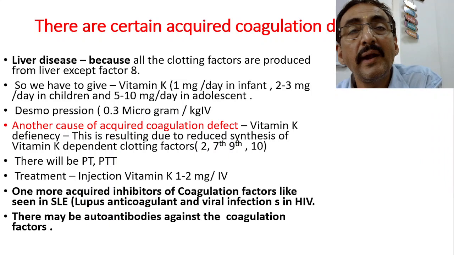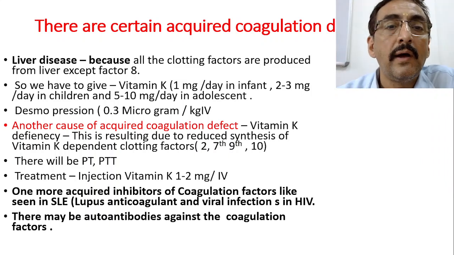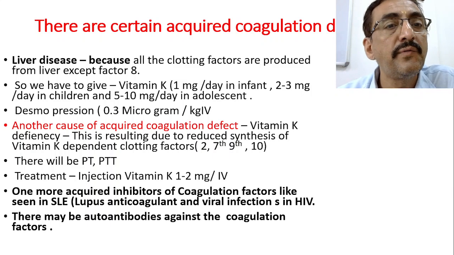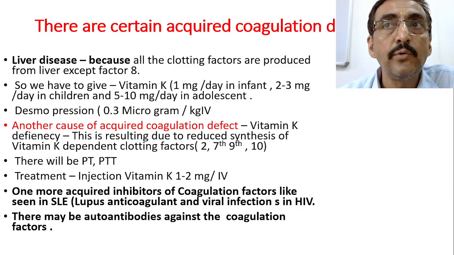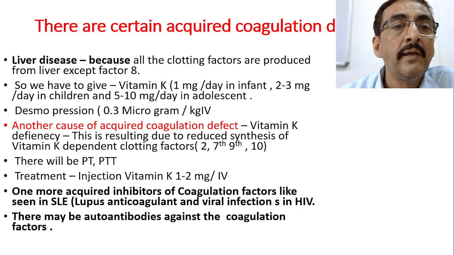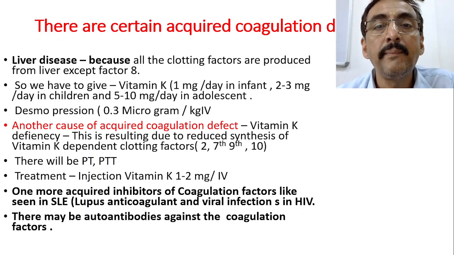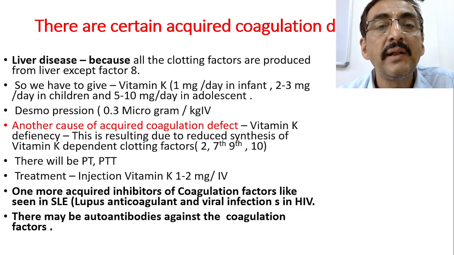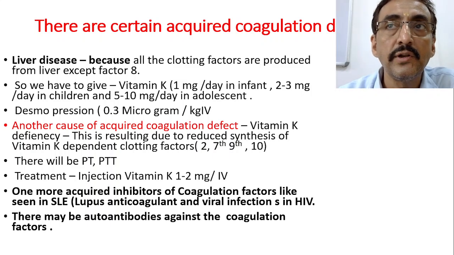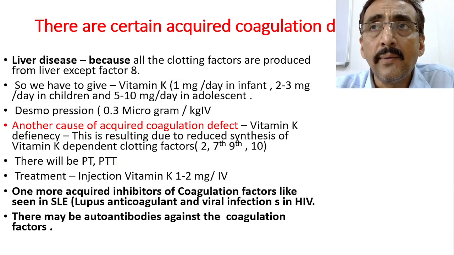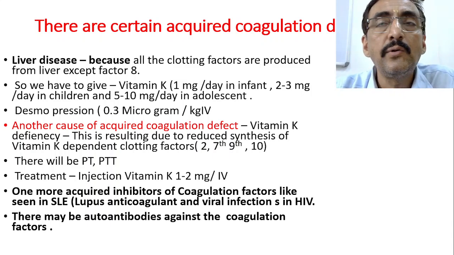There are certain other acquired coagulation defects which mimic hemophilia and other disorders. Number one is liver disease. If the person is suffering from liver disease, note that all the clotting factors are produced from the liver except factor 8, the true hemophilia factor. All the other factors are produced from the liver, or are interrelated in one way or another. So we have to give vitamin K, 1 milligram per day in infants, usually immediately after birth, or 2 to 3 milligrams per day in children, and about 5 to 10 milligrams per day in adolescents if there is a problem related to the coagulation profile or coagulation disorders. Desmopressin 0.3 microgram per kg IV can also be given. So this is one condition where there will be coagulation problems related to liver disorders.